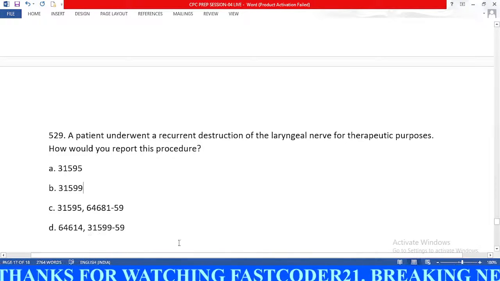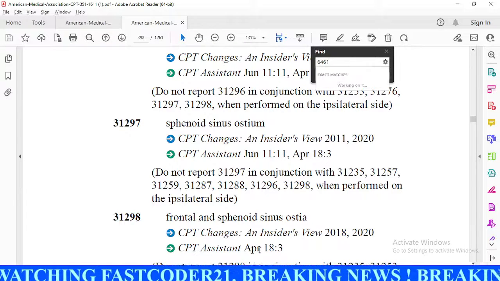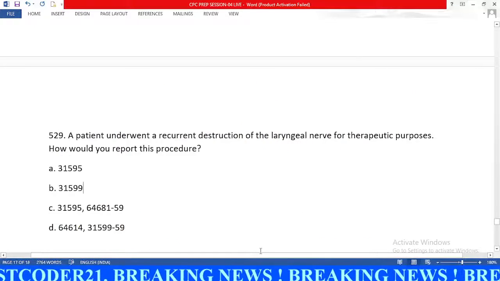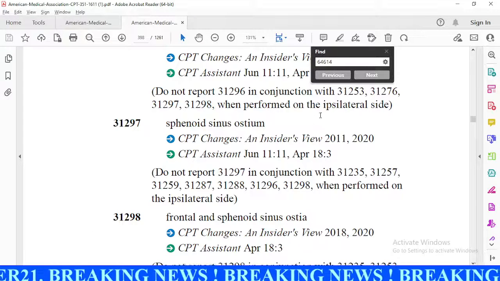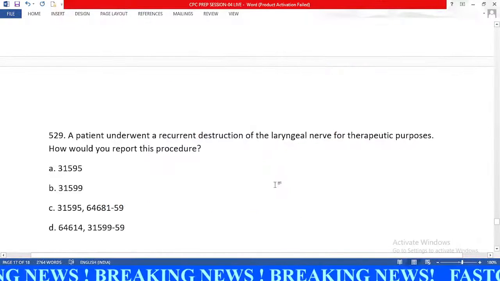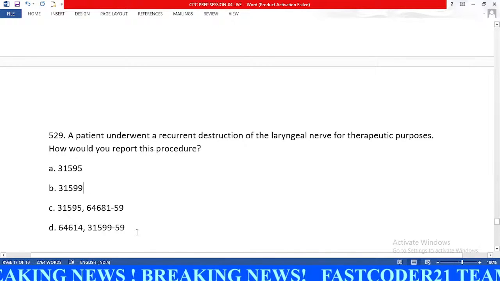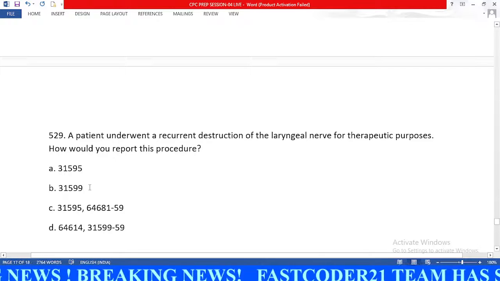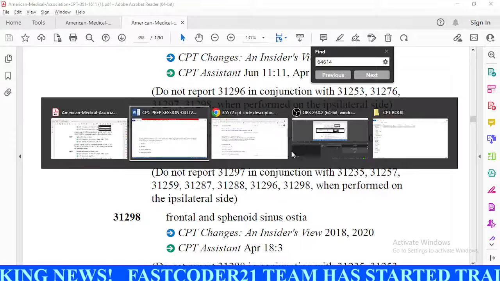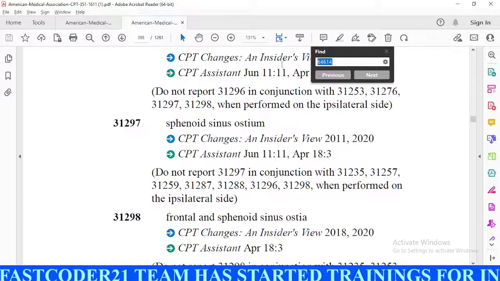Next one is 64614. We don't have 64614 also. Directly eliminate C also, and D. So here we can directly eliminate A, C and D. Our answer is B, 31599, as there is no code for destruction of the laryngeal nerve. 31599 is an unlisted code.